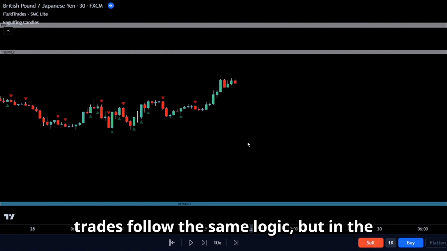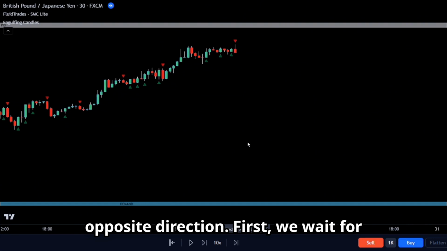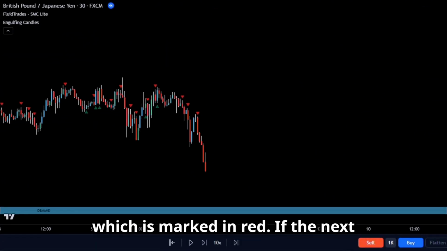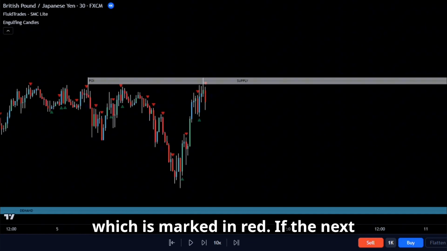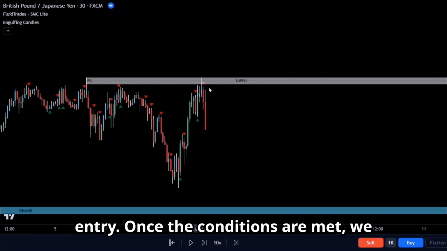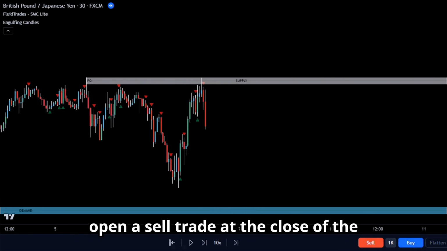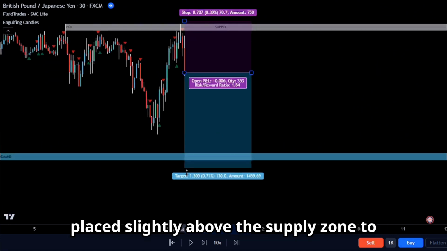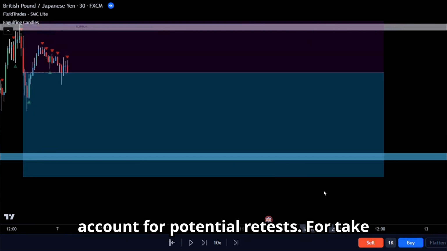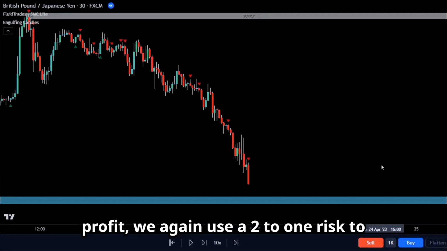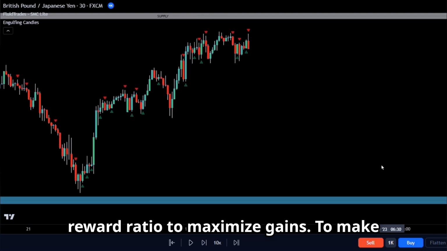Sell trades follow the same logic, but in the opposite direction. First, we wait for price action to reach the supply zone, which is marked in red. If the next candlestick forms a bearish engulfing pattern, a red candle, this confirms a sell entry. Once the conditions are met, we open a sell trade at the close of the engulfing candlestick. The stop loss is placed slightly above the supply zone to account for potential retests. For take profit, we again use a 2-to-1 risk-to-reward ratio to maximize gains.